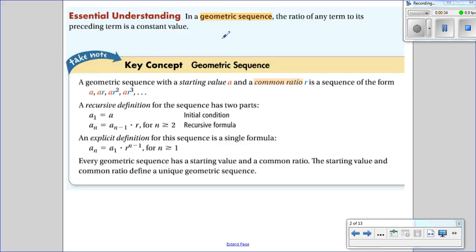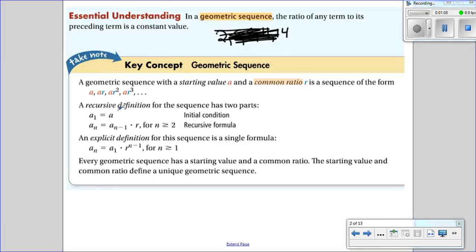So a lot of times when you think sequences, you think something like this: 2, 5, 8, 11, 14. And where the difference is the same. You add 3 to go from 2 to 5, you add 3 to go from 5 to 8, you add 3 to go from 8 to 11, and you add 3 to go from 11 to 14. So that's an arithmetic sequence where you add, or you can subtract the same amount each time. A geometric is something different. So this is not an example of a geometric.